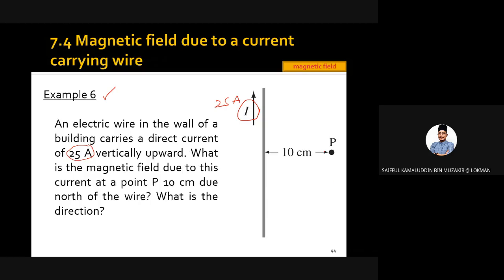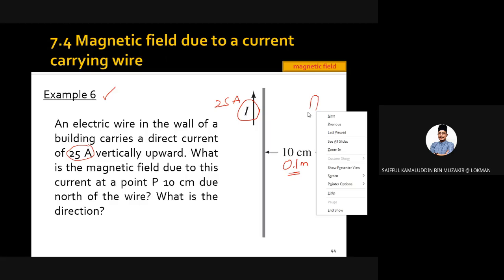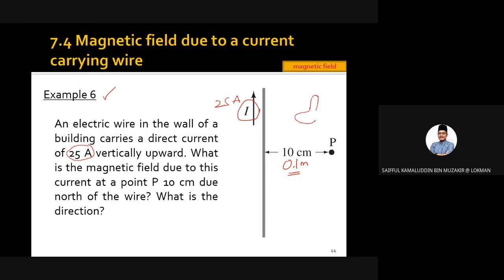Point P is about 10 centimeter away. It's about 0.1 meter. This time I wrote it correctly. In the previous videos, I converted centimeter to meter wrongly. Now, whenever you have this kind of question, make sure you use your right hand rule.